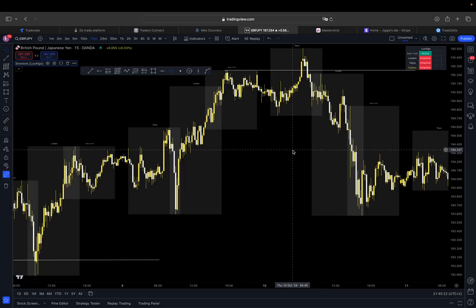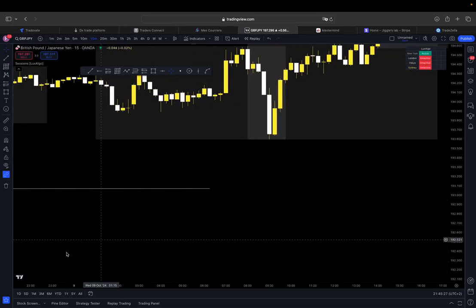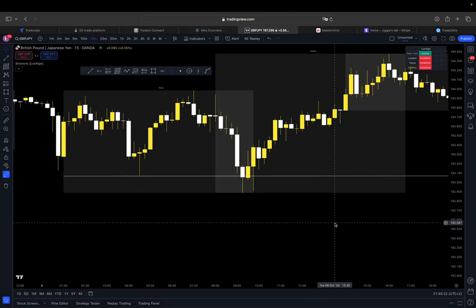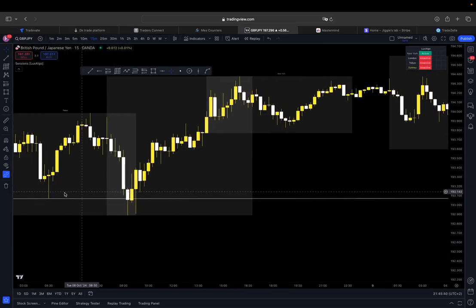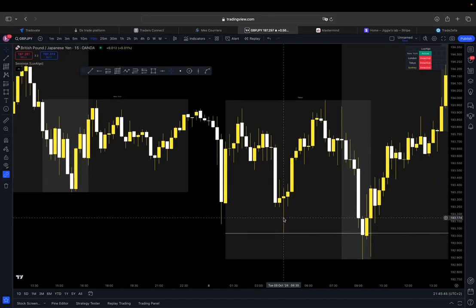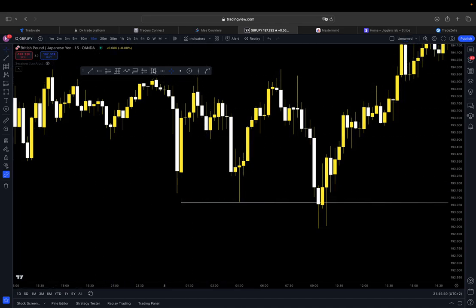Now for TS. Once you understand what liquidity means, I want you to understand what a TS means. A TS is a fake break of structure. Now, what is a fake break of structure? This is a fake break of structure. This candle here is a fake break of structure.